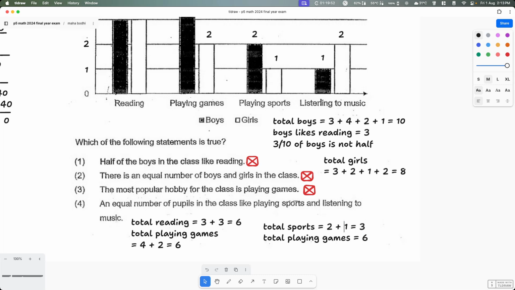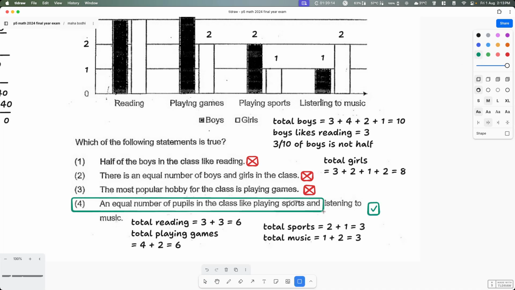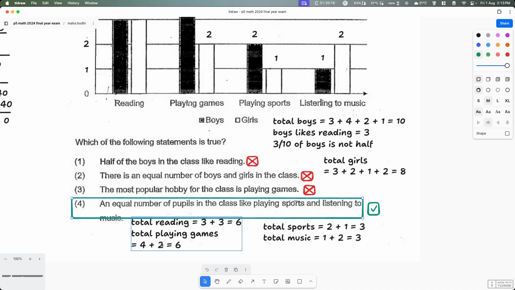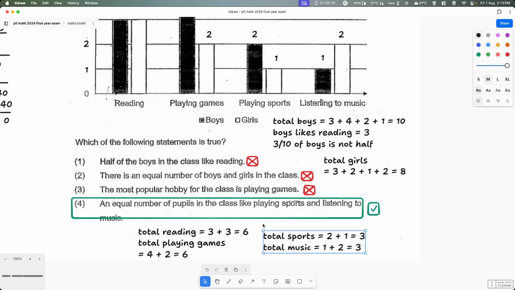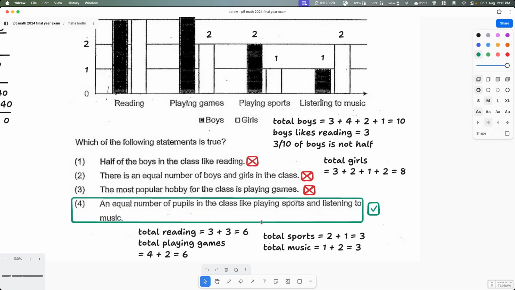Listening to total for music is equal to 1 plus 2, and this is equal to 3. So that means in this case over here, the answer to this is 4. So 4 is a tick. So this is the correct answer. That's what you see over here. Okay, so I'm going to push this down. Wow, a lot lah, purposely.